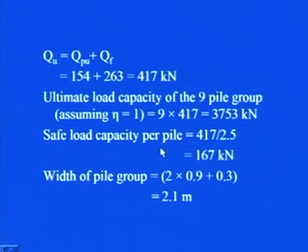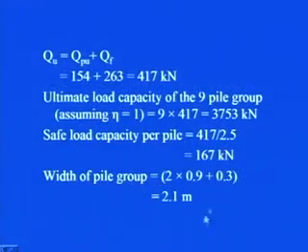Then how can you find out the safe load capacity per pile? Simply you have to divide by the factor of safety of 2.5. So this is per pile I am finding out. That is 417 by 2.5, which will result into 167 kilonewton. Now to get the settlement, because we have to find out the settlement also as per the statement of the problem, we need to find out the width of the pile group, because without knowing that we will not know to what extent the soil will be contributing to the settlement.